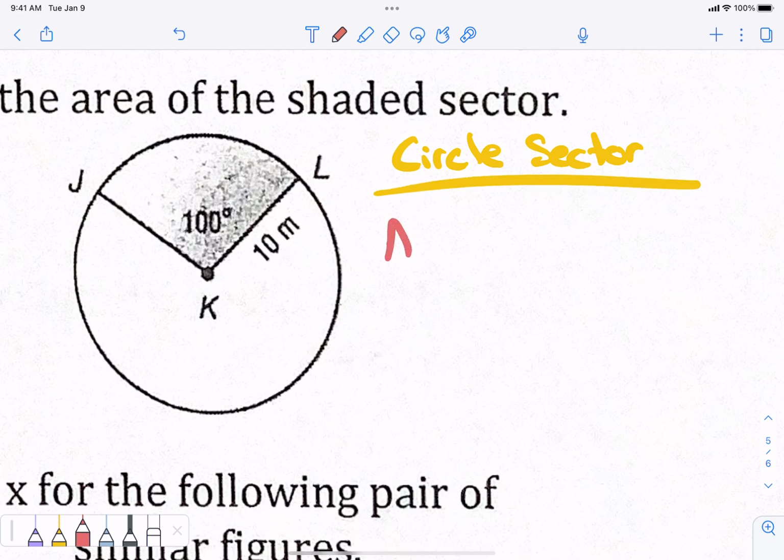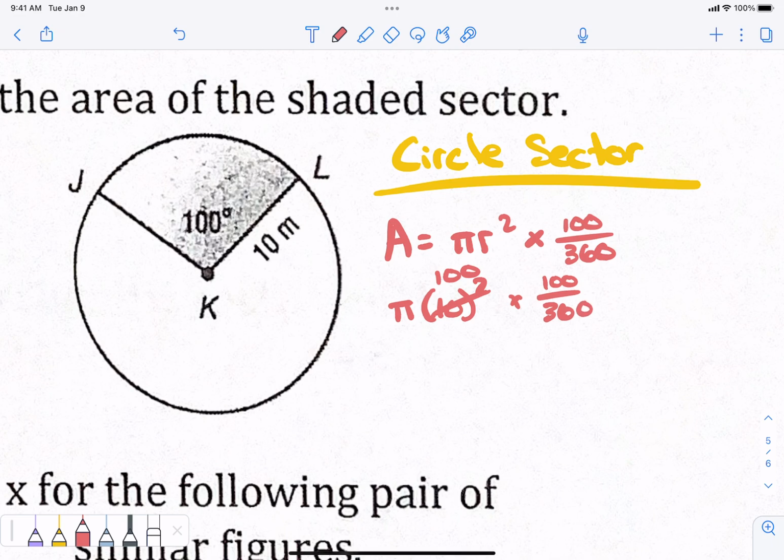Okay, to find the area of a circle, pi r squared. Except I don't want the whole circle. I only want part of it, and that part that I want is 100 out of 360. You just make it into a fraction. Or 10 out of 36, or 5 out of 18, or whatever. So I take pi times 10 squared, which should be the same answer as what we just got, right? 100 pi, but then you're going to take it times 100 over 360. I'll let you guys do the math. Yep, that's what I got.